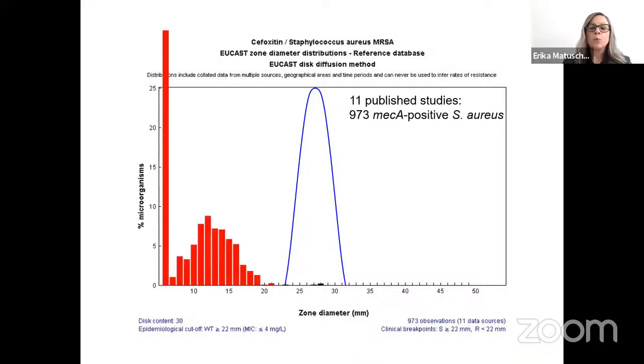In the same studies, we could separate out the mecA positive isolates. And as you can see, those are nicely separated from the wild type. So we do have a resistant population here and then a wild type population up here where we don't have any resistance mechanisms. So this was an example on how we look at the disk diffusion data and also an example of how disk diffusion works really well when you follow the methodology.